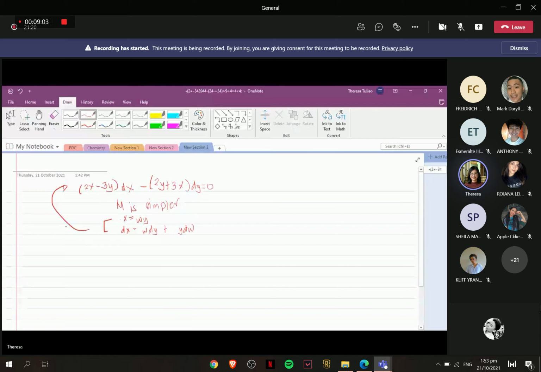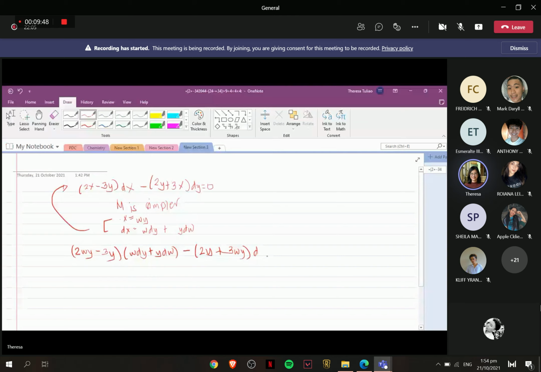Okay, so 2, x natin is wy. So, minus 3y. Okay? Tapos, dx natin ay w dy plus y dw. Okay? Minus quantity 2y. So, nandito na tayo sa term na to. 2y plus 3x, but our x is equal to wy. Okay? dy is equal to 0. So, that is substitution of these two equations.